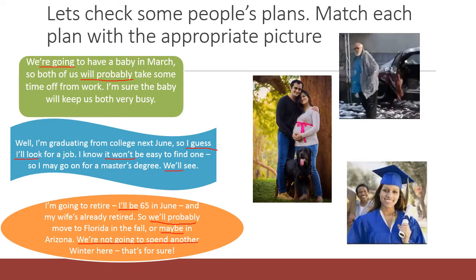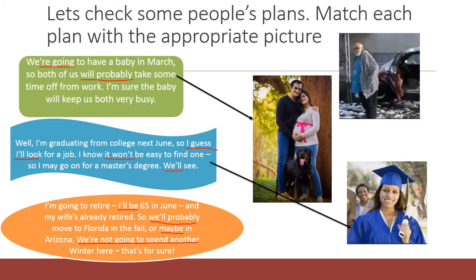Okay, so for the first reading, we're going to have a baby in March. What do you think is the picture? I think you know already. Very good. Okay, this is the happy couple with the dog and the woman that is pregnant.